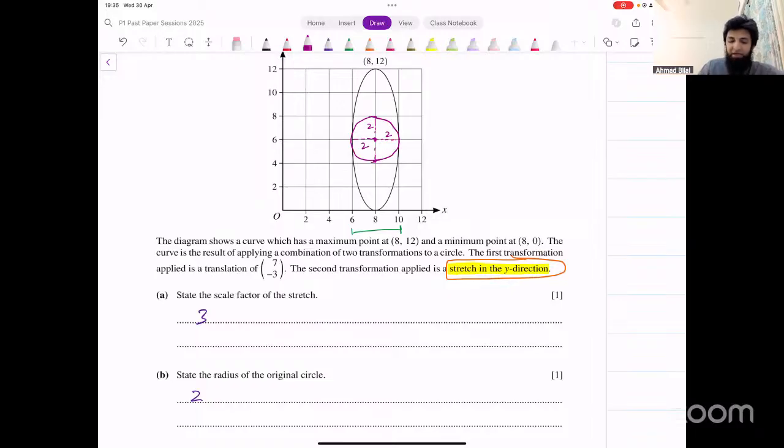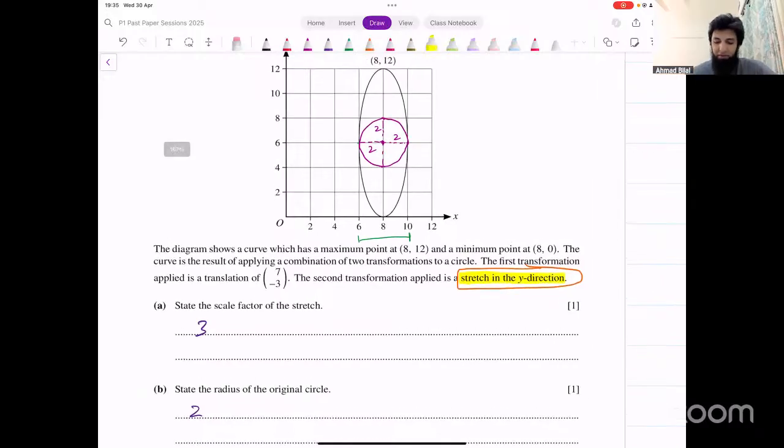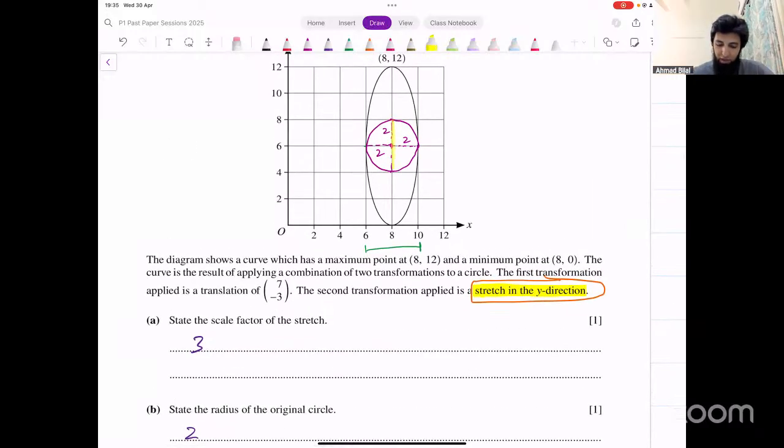Now, what stretch is this in the vertical direction? You can think of the radius or the diameter of the circle. What's the diameter of the circle in the vertical direction? This is 4 units. Originally, it was supposed to be 4 units. After the stretch, it becomes 12 units. Or you can think about the radius. Originally, it was 2 units. After the stretch, it becomes 6 units. So it's getting multiplied by 3. So that's the scale factor.